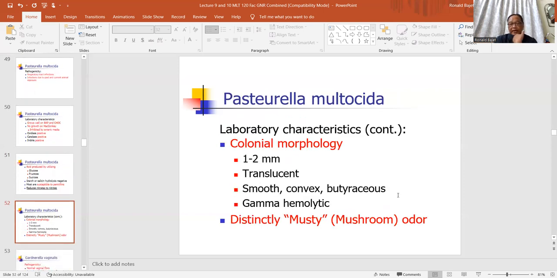Colony morphology, what does it look like? It's 1 to 2 millimeters, typically translucent, smooth, convex, butyrous, and gamma hemolytic, no hemolysis. It does have a distinct musty or mushroom odor. This is in red on my slide. Make sure you know this: musty or mushroom odor. No other organism will have a musty mushroom odor. That's Pasteurella multocida. So make sure you know this. I'll go over this again during our review in a couple weeks.